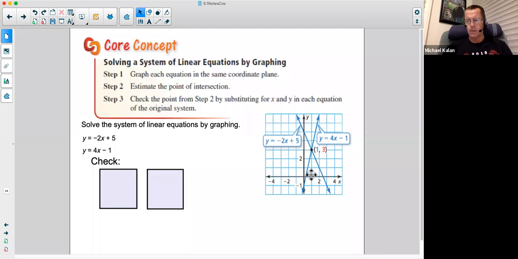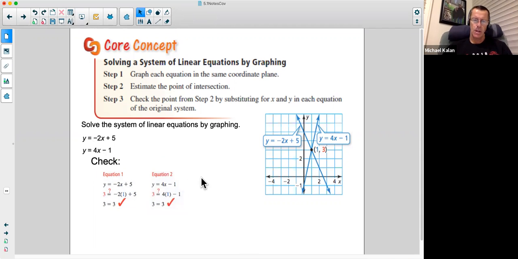Okay. Where do they intersect? Looks to me like it's (1, 3). So we're going to now plug in 1 for x and 3 for y in both of the equations and see if it works for both of the equations. And you can see that they do. So the solution to this system is (1, 3).